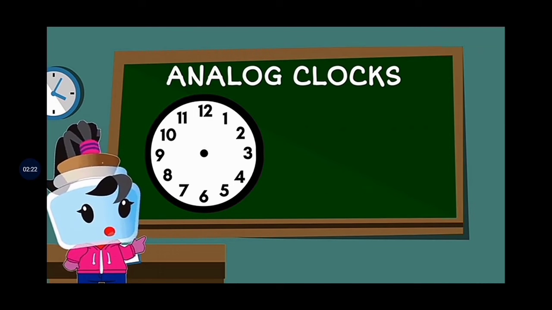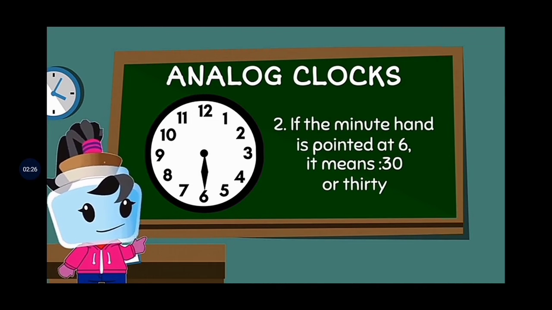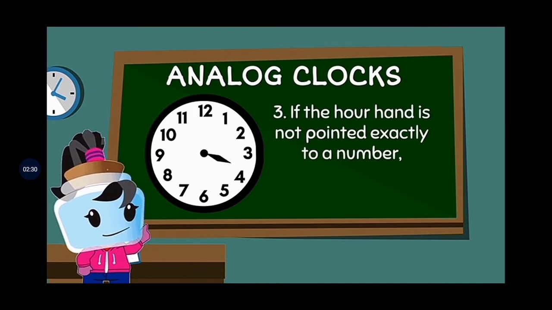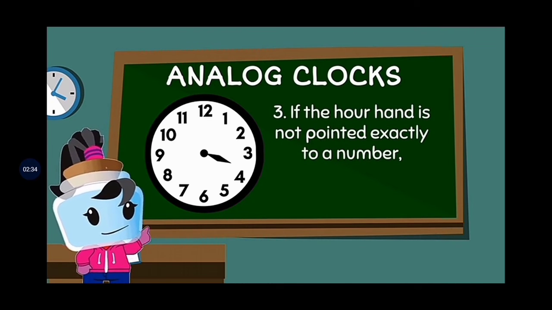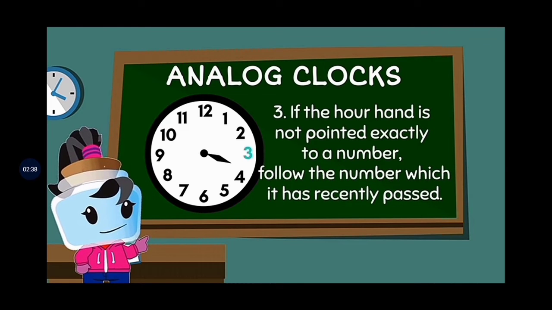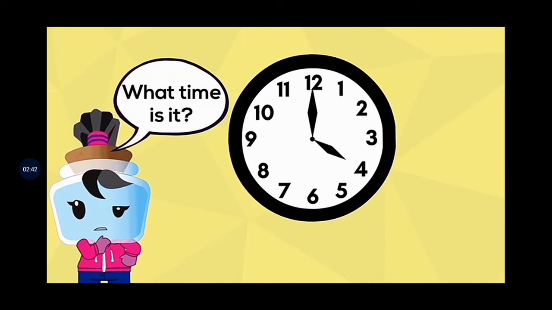While if it's pointed at 6, it represents 30 minutes. And sometimes the hour hand will not point exactly at a number. In these cases, follow the number which it has recently passed. Let's try reading this analog clock.